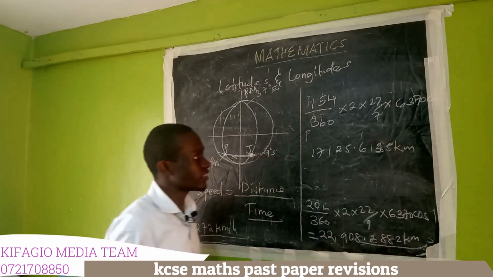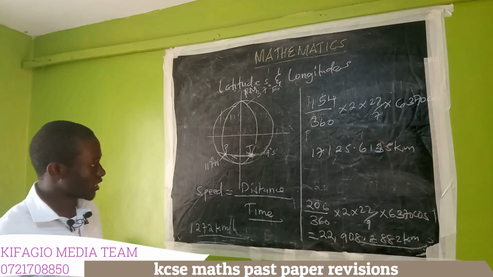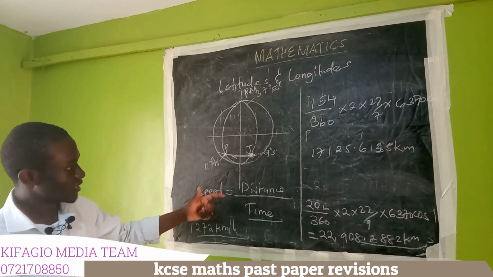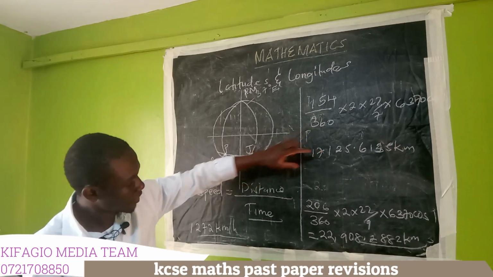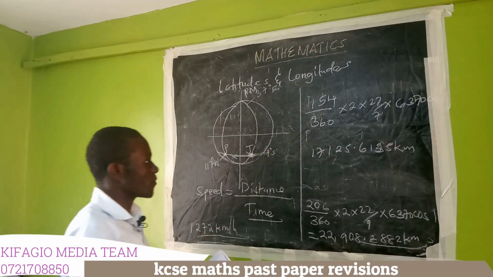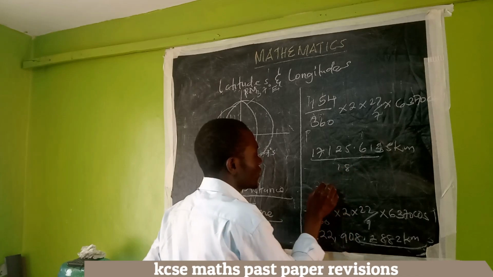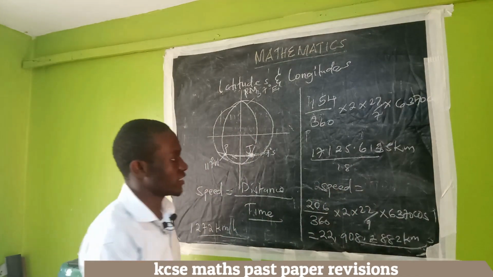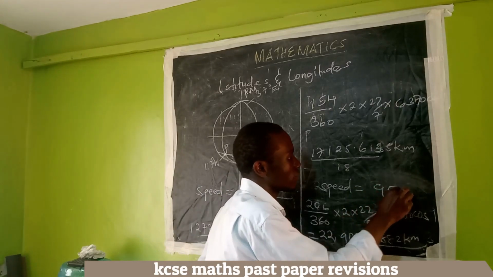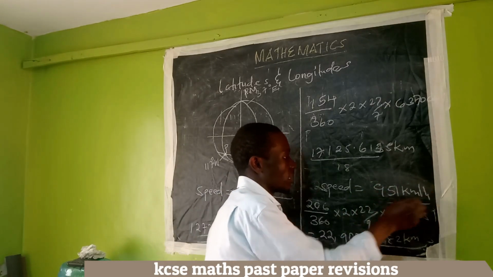kilometers. Now, the question is the speed. Remember, speed is distance over time. It took 18 hours. So the distance covered is this one, and the time taken is what? 18. Divide by 18. And the speed for B will be approximately 951 kilometers per hour.